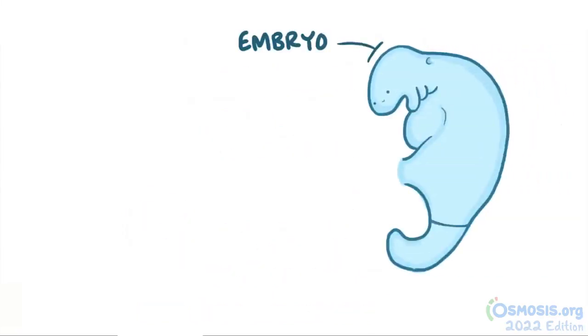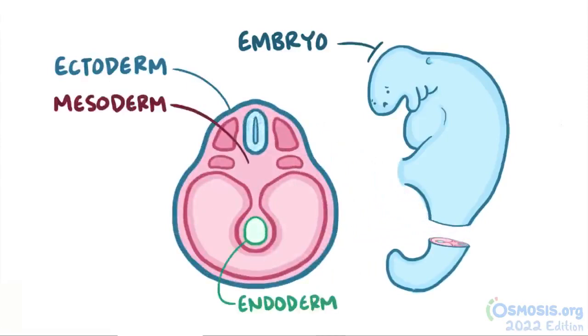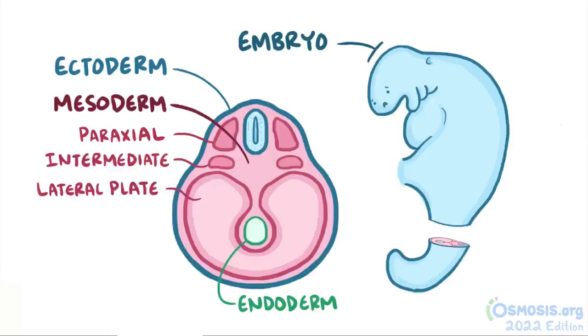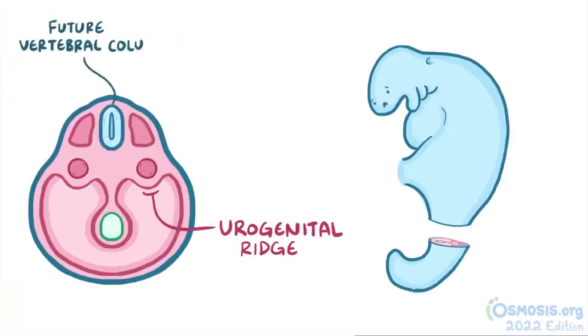At that point, the embryo is made up of 3 primitive germ layers: the ectoderm, the mesoderm, and the endoderm. The mesoderm also has 3 parts: the paraxial mesoderm, flanking the embryo's future vertebral column, the intermediate mesoderm, which is just lateral to that, and the lateral plate mesoderm, which is the most lateral of all. The intermediate mesoderm on both sides of the embryo condenses into 2 cylindrical structures called the urogenital ridges.